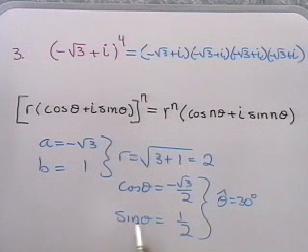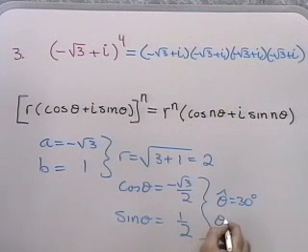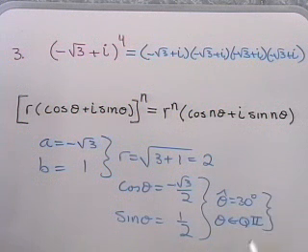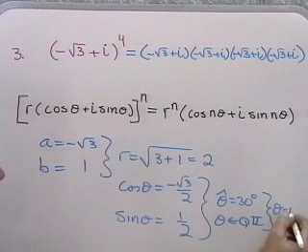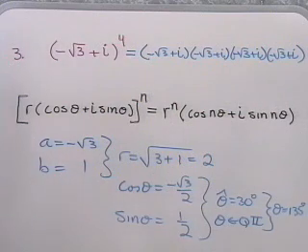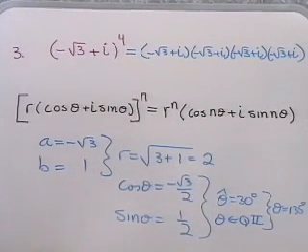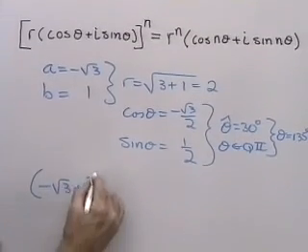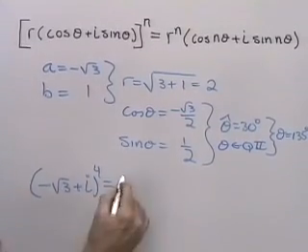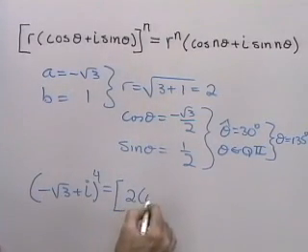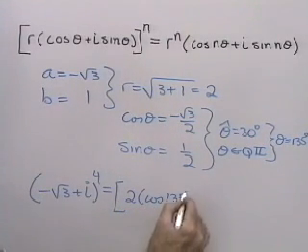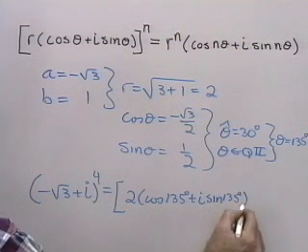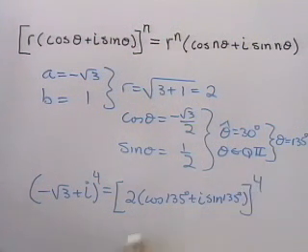Cosine is negative and sine is positive. That puts theta into quadrant number 2. So these two things together imply that theta must be 135 degrees. So my complex number in trigonometric form, negative square root 3 plus I to the fourth, is going to be 2 cosine 135 plus I sine 135, all raised to the fourth power.